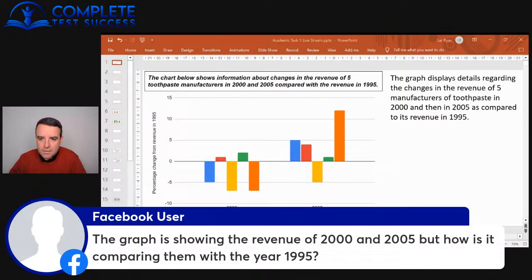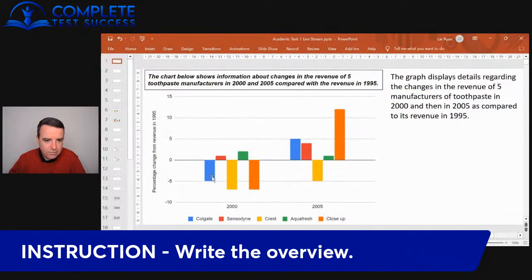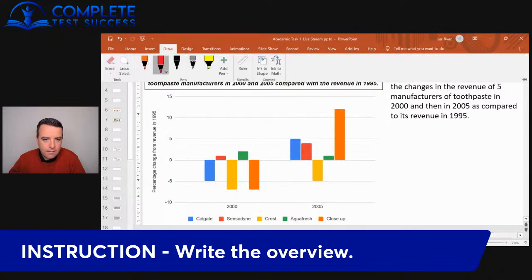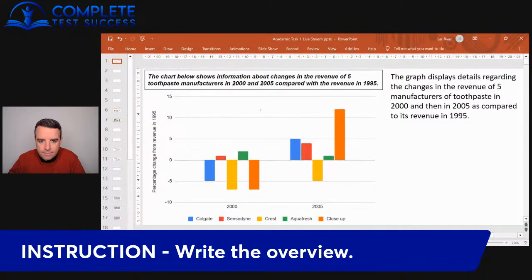Yes, it is a question. Okay, so the graph is showing the revenue of 2000, 2005, but it's comparing them with 1995. So what we're looking at here is percentage increase and decrease. So let's find an easy one. So if we look at this one here, say in 2005, the revenue was 5% higher than the revenue in 1995.